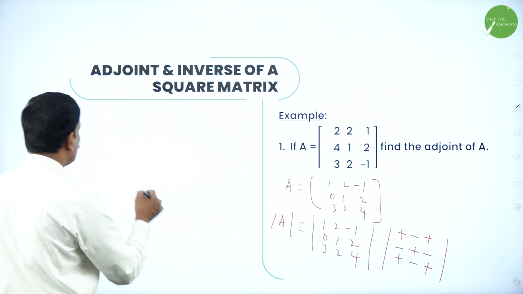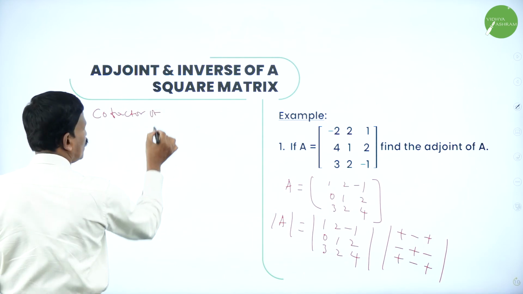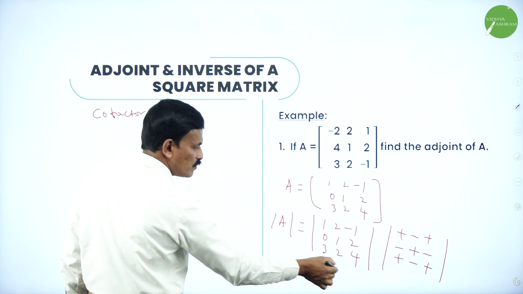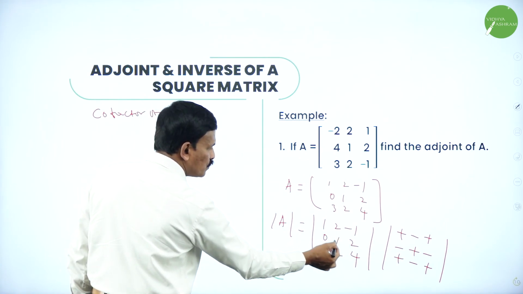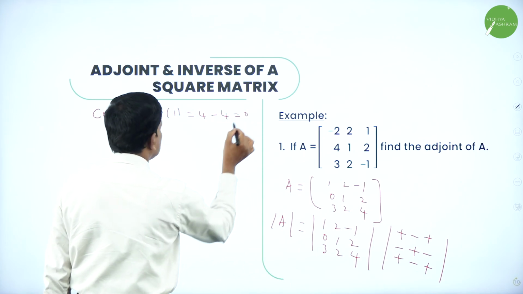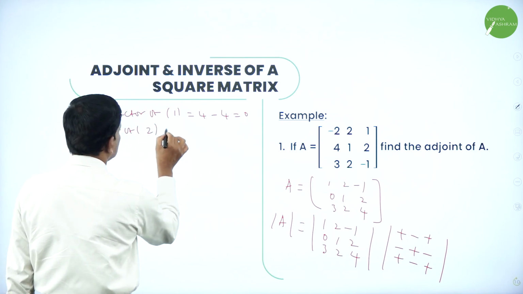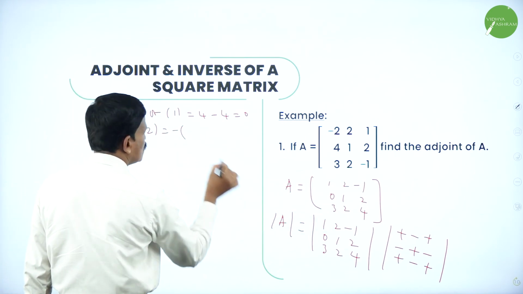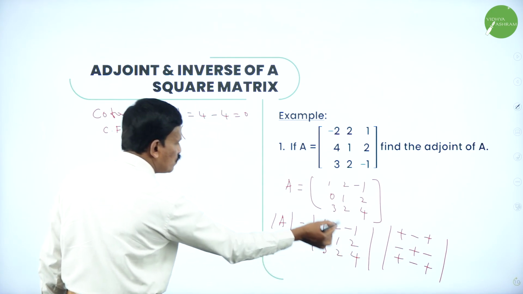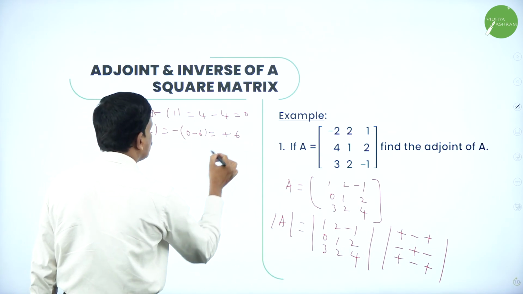Now, let us start with the cofactors. Cofactor of 1. So, this is equal to, straight away delete the row and column containing this. What is left is 1, 2, 2, 4. 1 4s are 4, minus 2 2s are 4, 4 minus 4 is 0. Similarly, cofactor of next element, 2, is equal to, the sign is minus. So, this row and column is gone. So, what is left? 0 into 4 is 0, minus 6. So, that is minus of minus, it is plus 6.